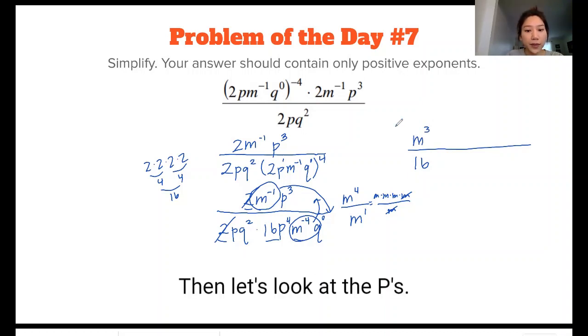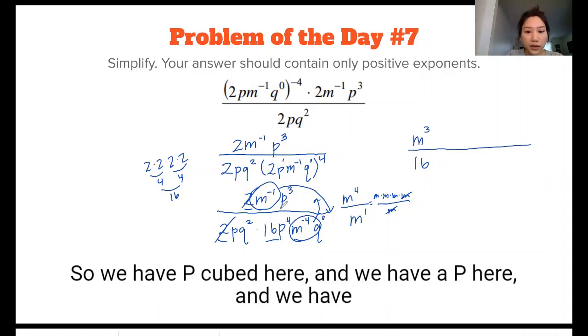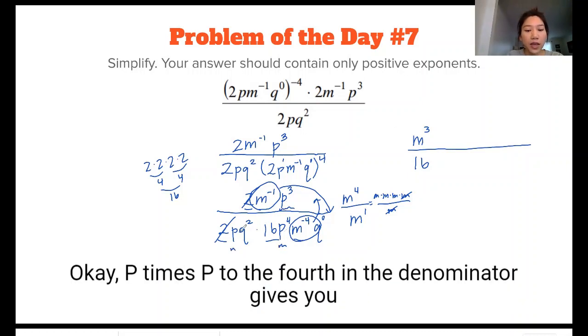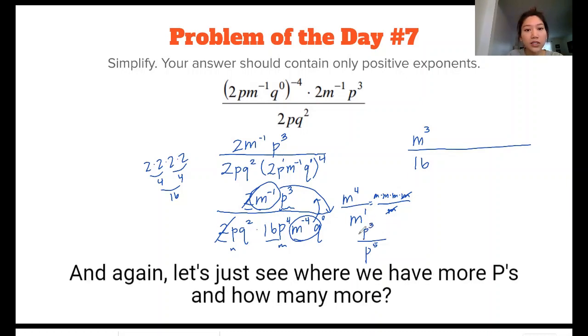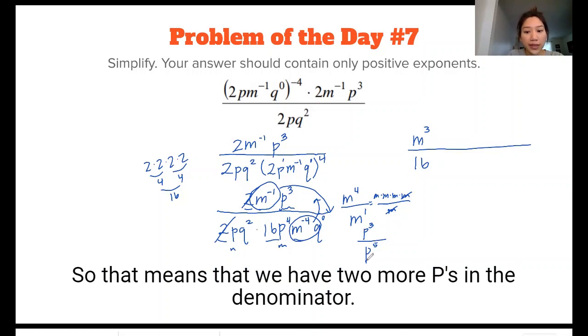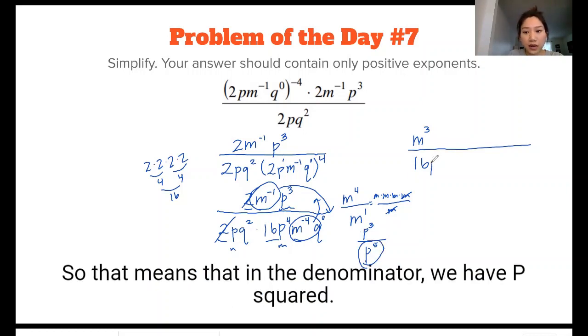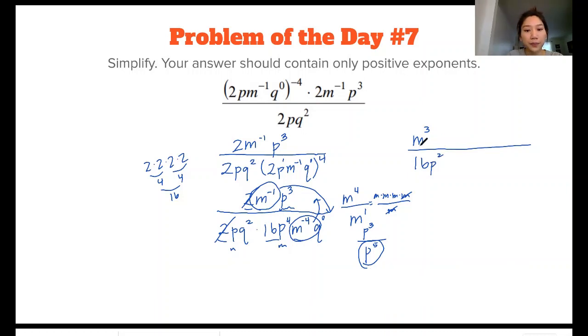Then let's look at the p's. So we have p cubed here, and we have a p here, and we have a p to the 4th here, okay? P times p to the 4th in the denominator gives you p to the 5th in the denominator. And then in the numerator, we still have p cubed. And again, let's just see where we have more p's and how many more. So that means that we have 2 more p's in the denominator. So that means that in the denominator, we have p squared.